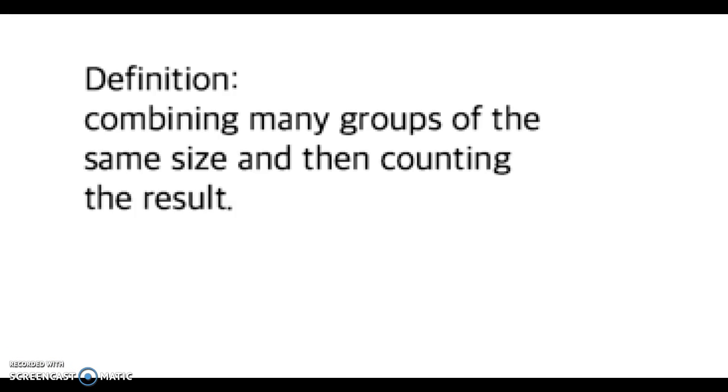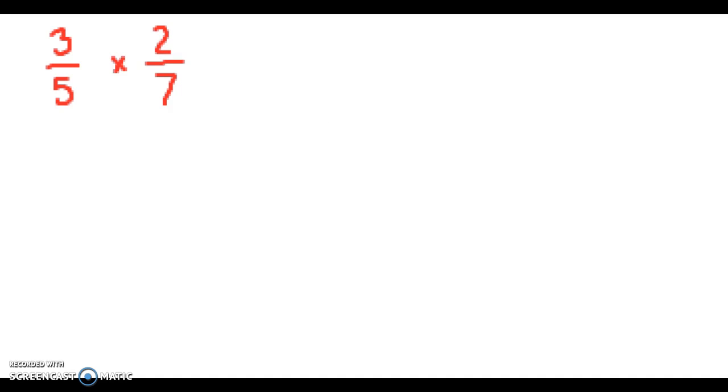Today we're going to be talking about fraction multiplication. The definition for multiplication is combining many groups of the same size and then counting the result. Let's take the problem 3/5 times 2/7, for example. This really means we have 3/5 groups of 2/7, and our 2/7 is our group's size.